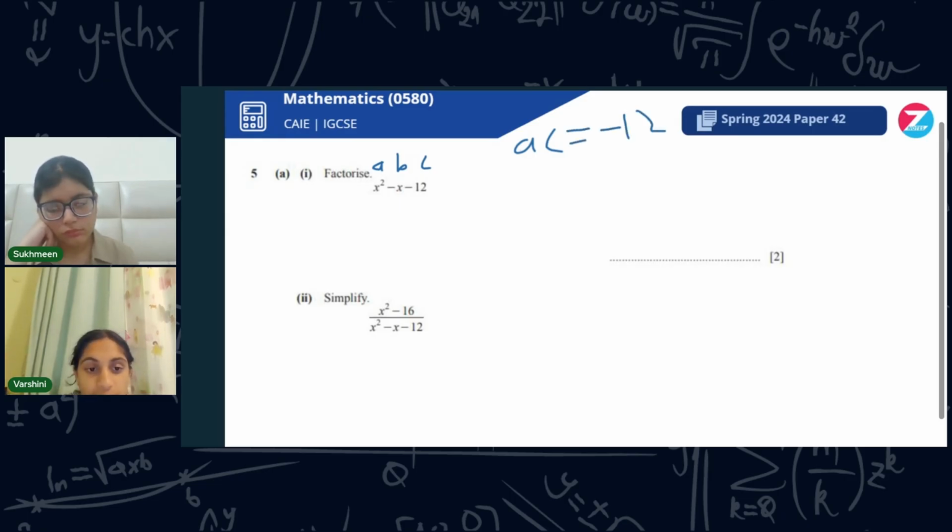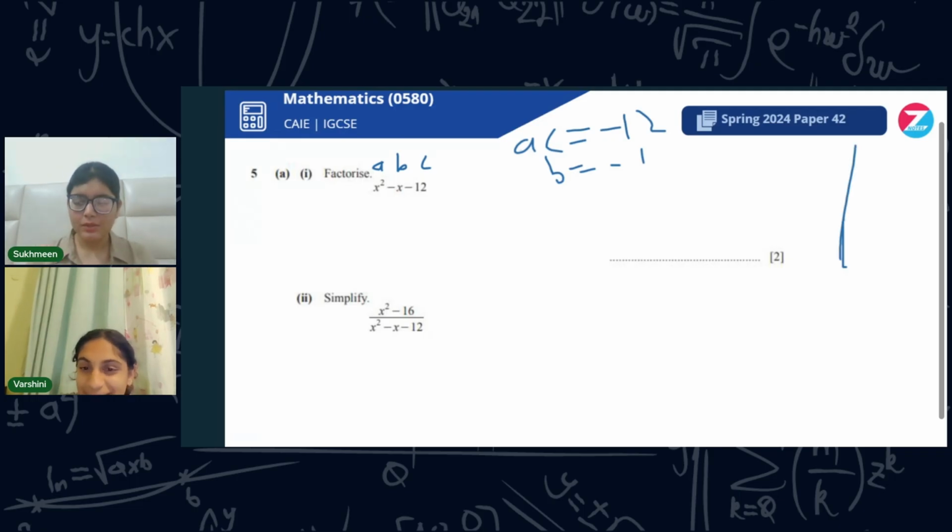And we also know that the b term over here, the coefficient is minus 1x. So b is minus 1. B equals minus 1. So now we're going to split the middle term, which is minus 1x, into two numbers that multiply to give us minus 12 and add up to give us minus 1.